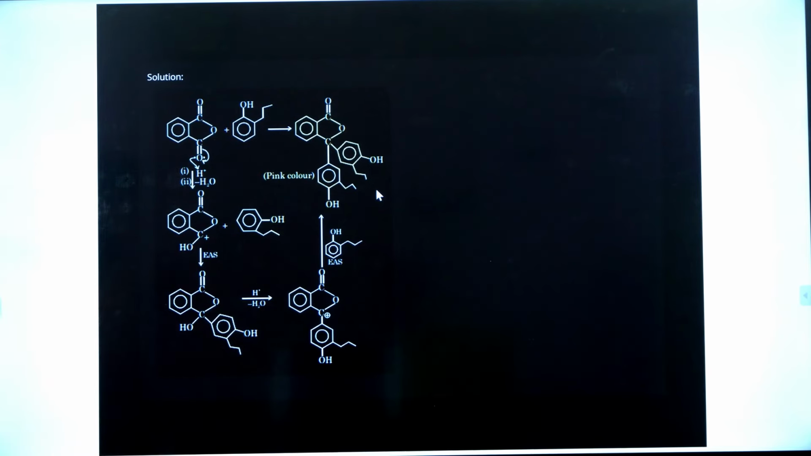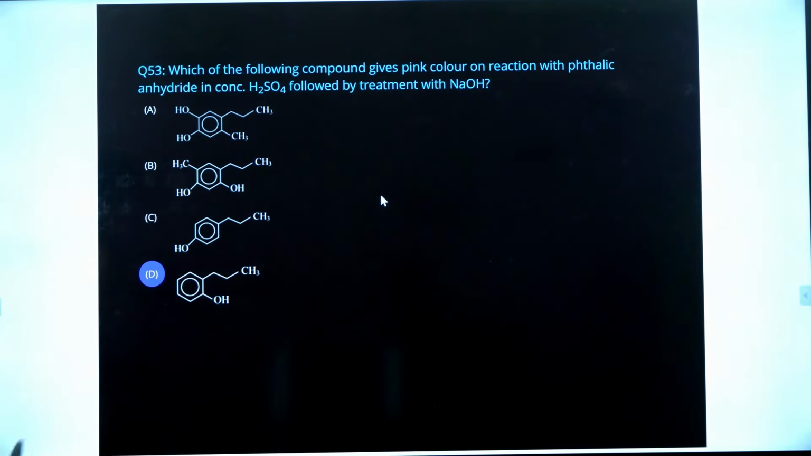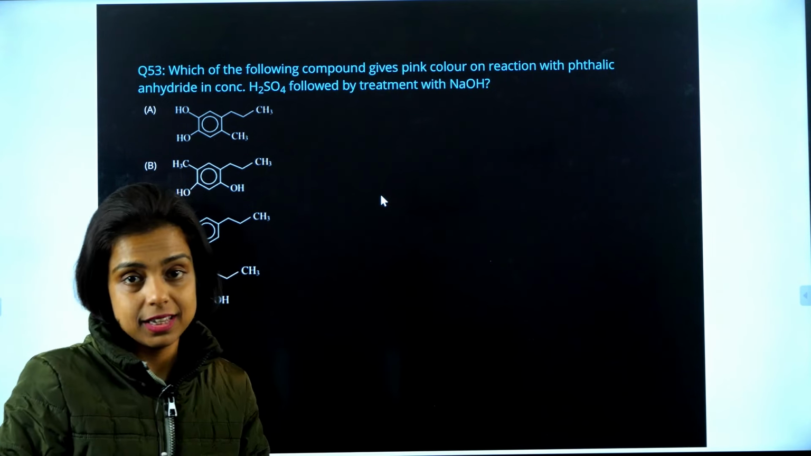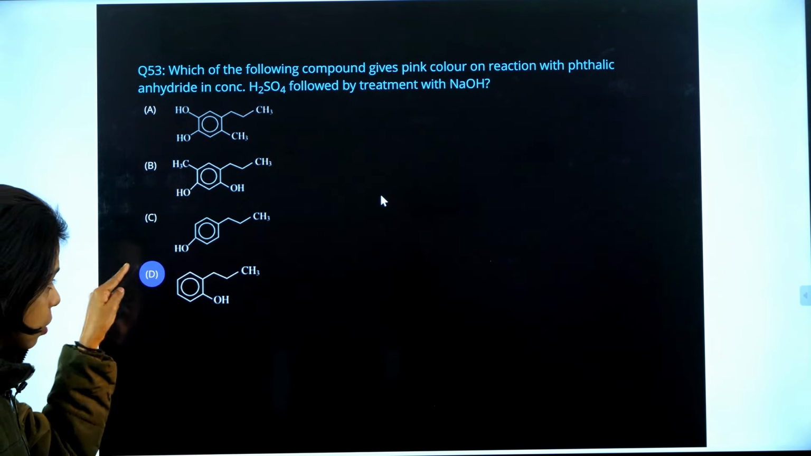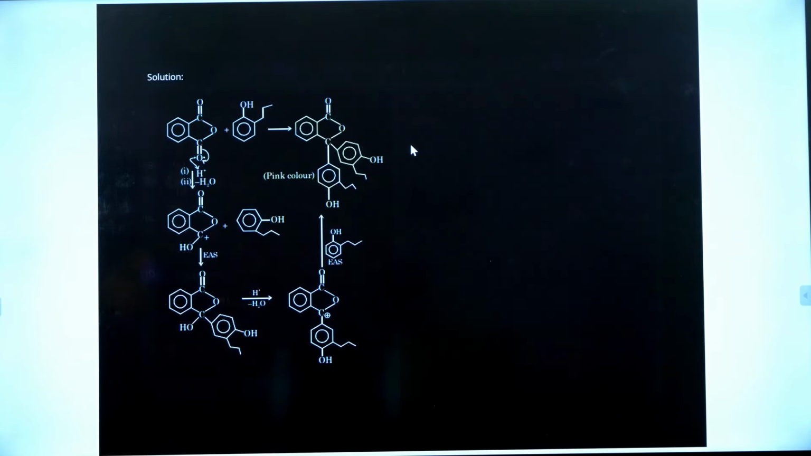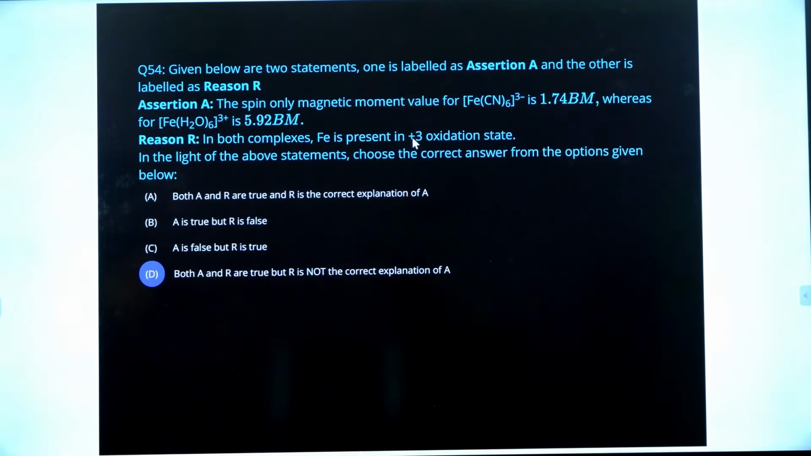So of course, out of C and D, you can see the OH, the para position where the electrophilic aromatic attack is happening, that should be available. So the answer is D, right? Yes, D, phenolphthalein, the synthesis of phenolphthalein from phthalic anhydride and phenol. So you should know how phenolphthalein is formed, right?